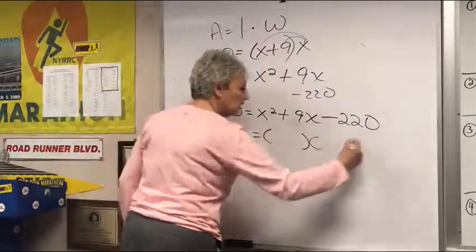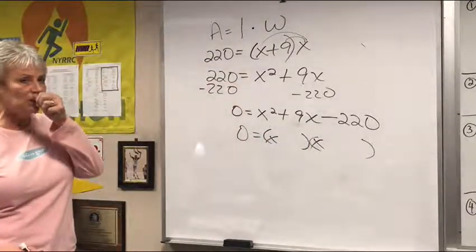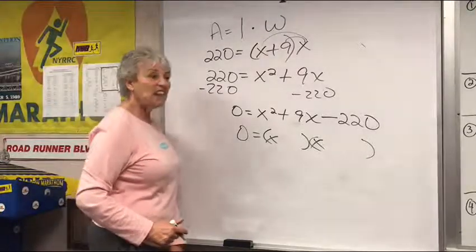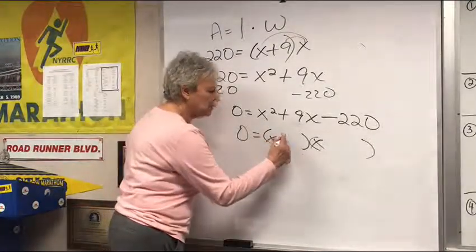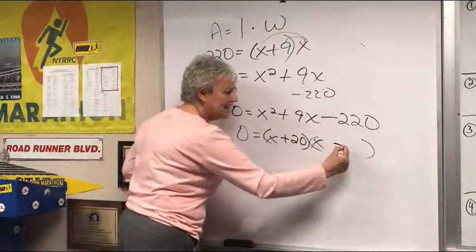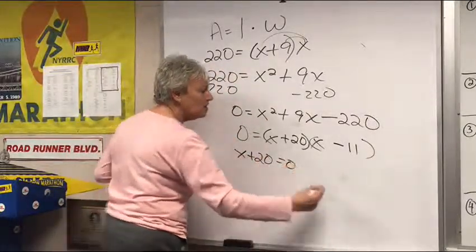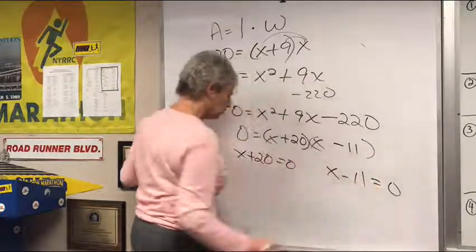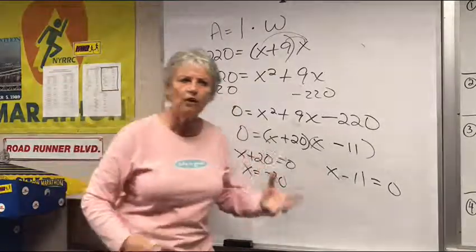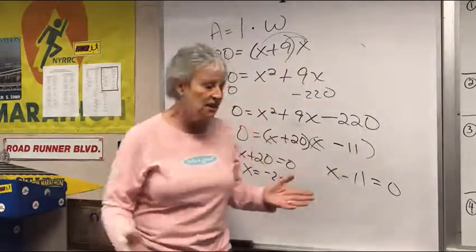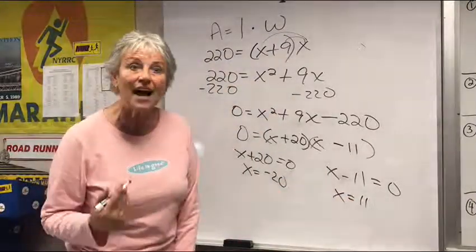0 equals, factors of 220 that come out to a 9 are 11 and 20. I'm just going to tell you. Okay. 11 times 20. That's positive 20 and negative 11. So x plus 20 equals 0. x minus 11 equals 0. This gives you x is a negative answer, and a rectangle cannot have a negative distance. And this gives you x is 11, which is the answer to x.